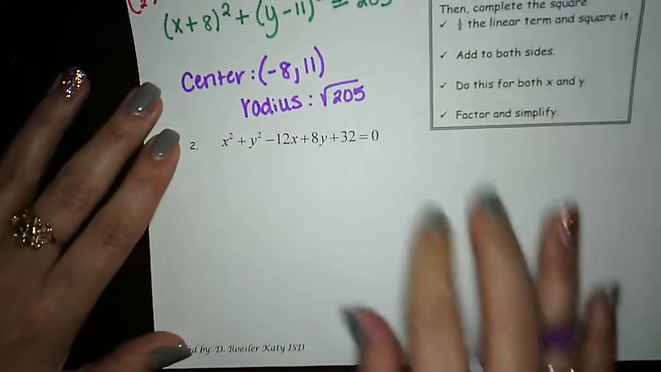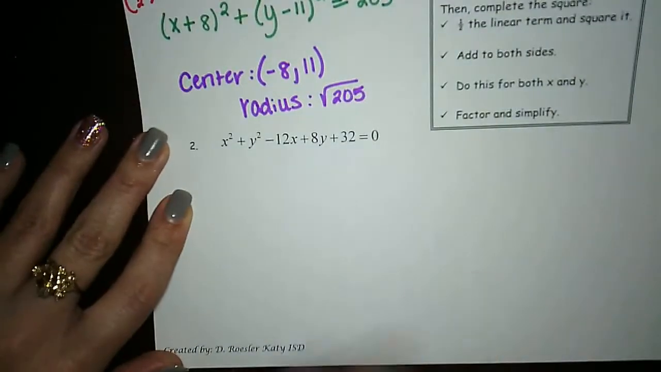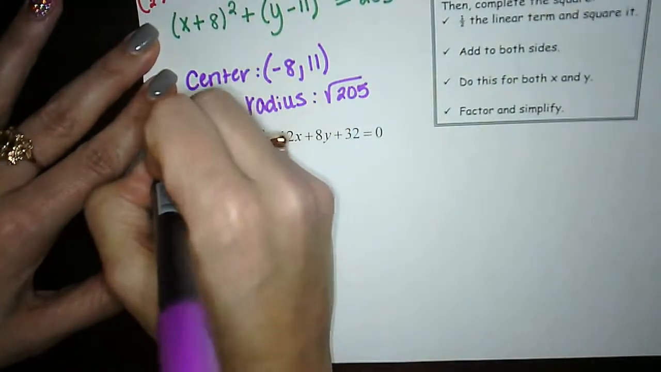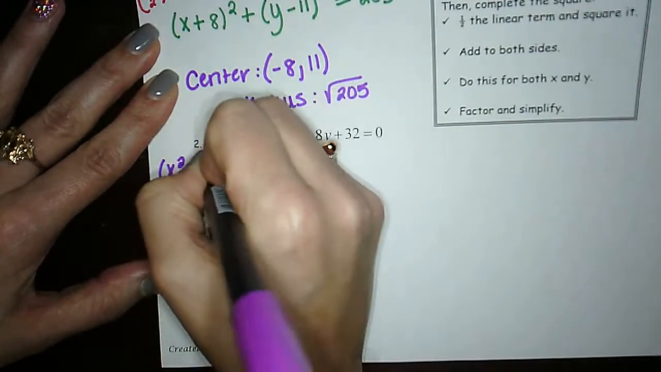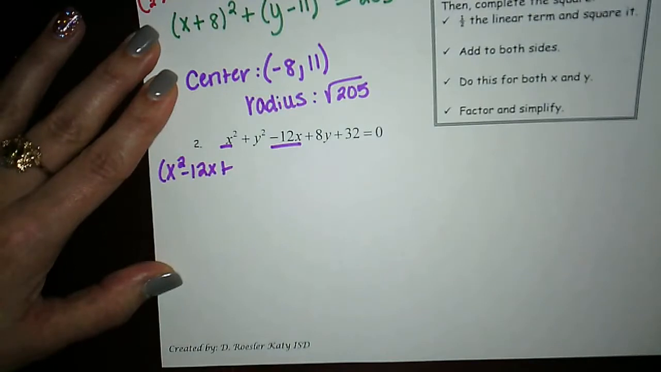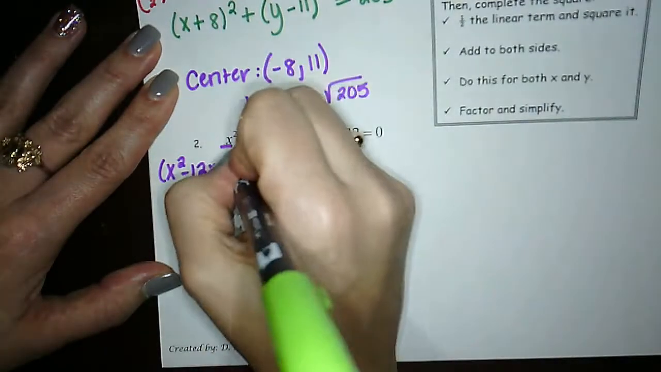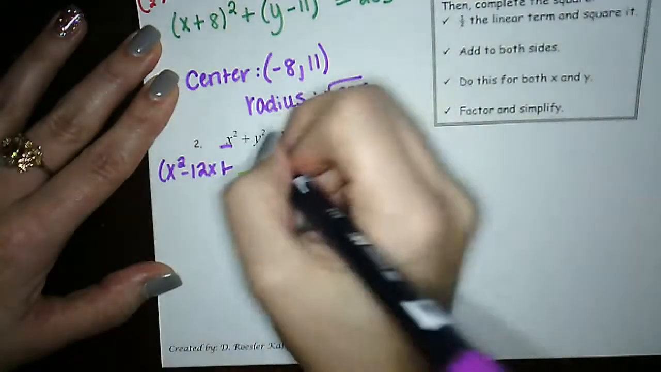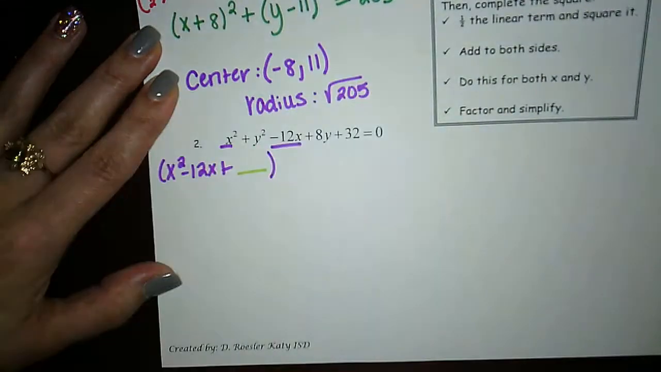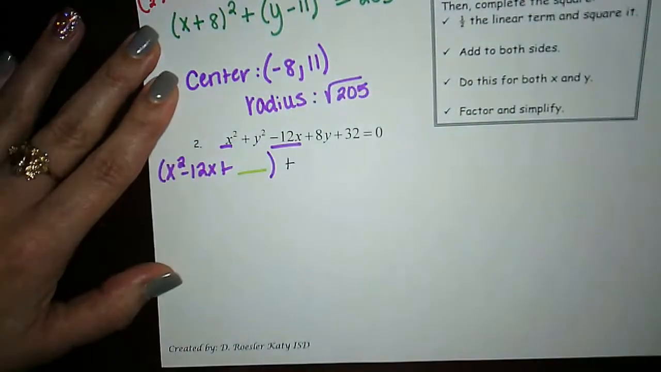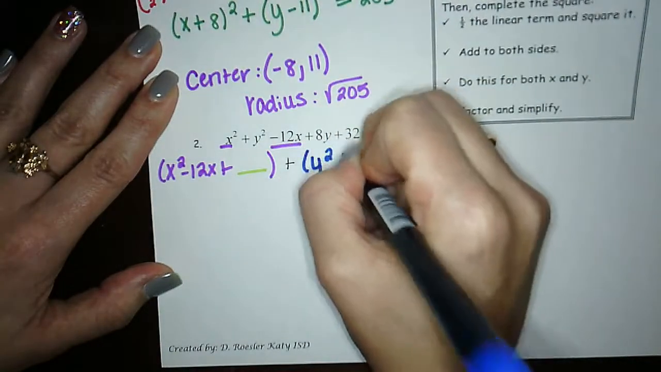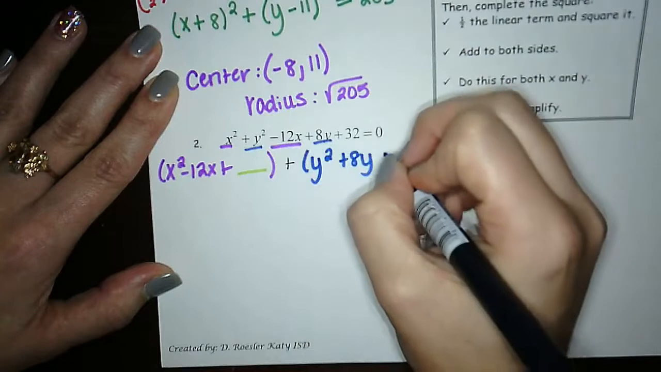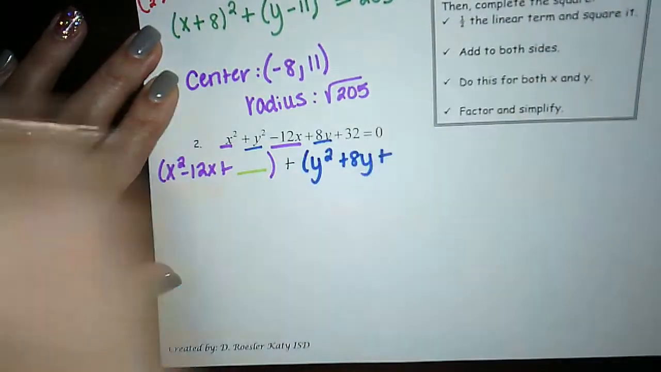Let's look at another example. We're going to do everything over, same thing. So we're going to group our x's. We have x squared and negative 12x. And we're going to add our space. Then we're going to group our y's. Y squared plus 8y. Add our space.